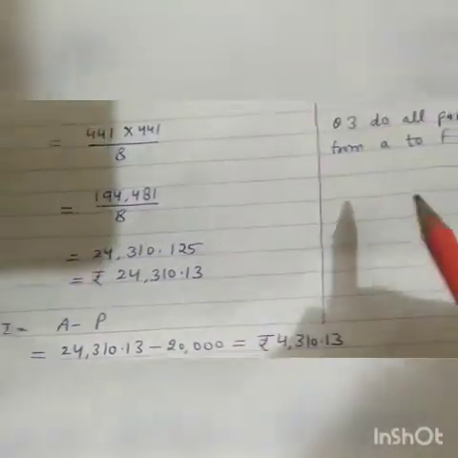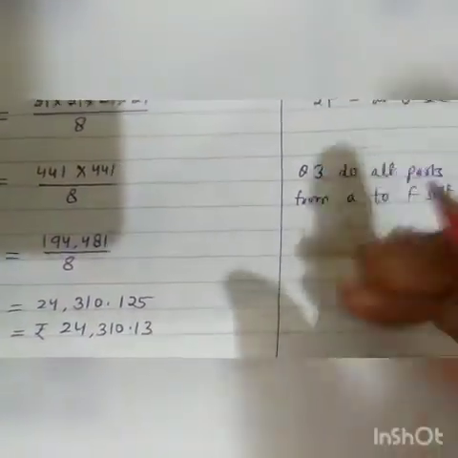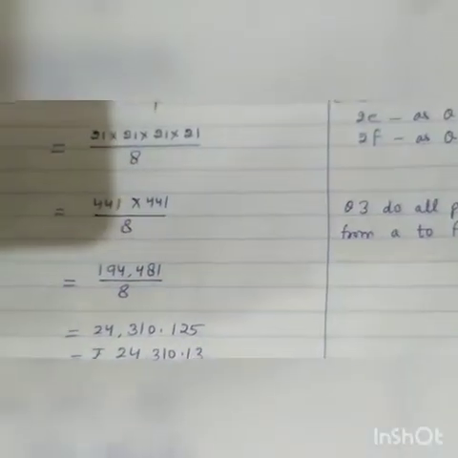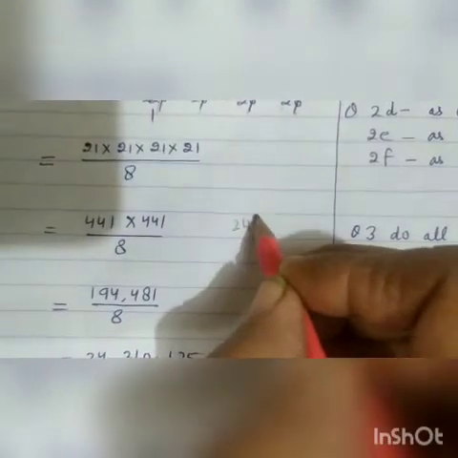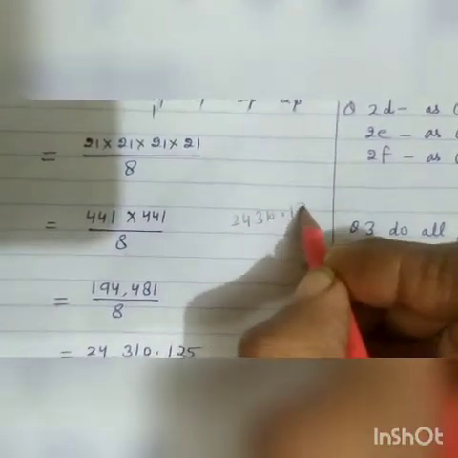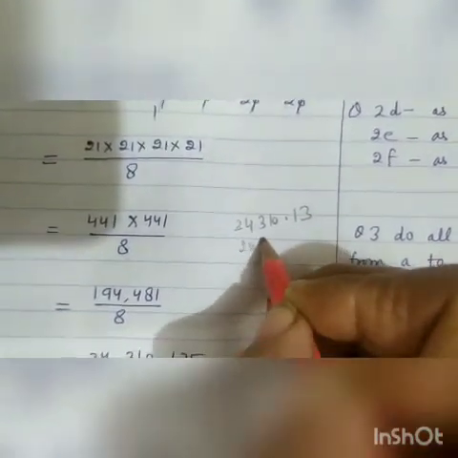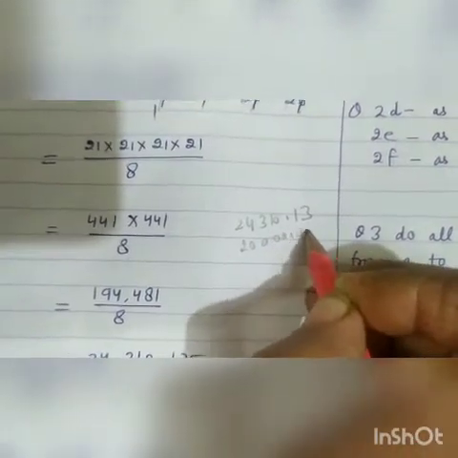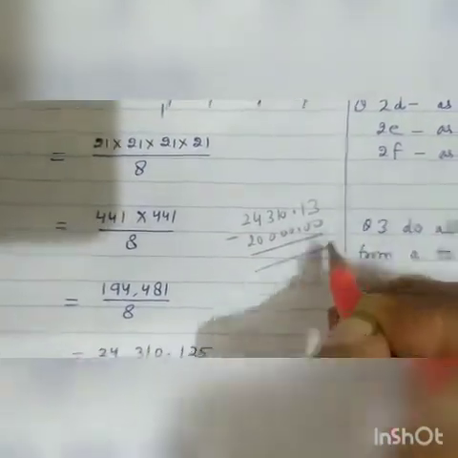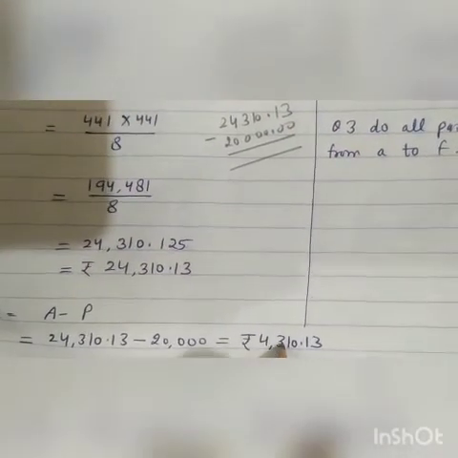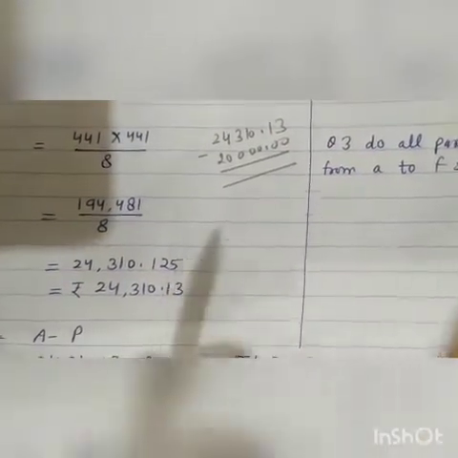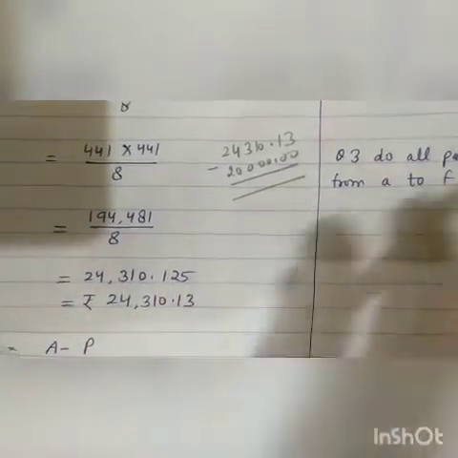Then we will get the compound interest. How will we subtract it? This one will be subtracted like this. 24,310.13 minus 20,000.00. Now do the subtraction. We get 4,310.13 rupees. This is the compound interest.